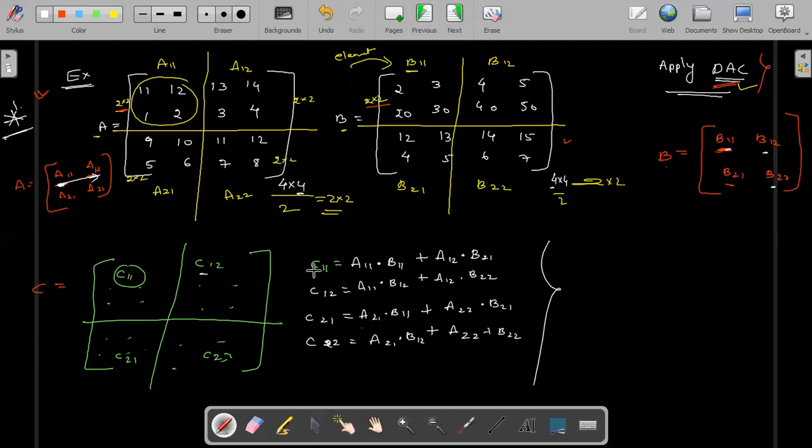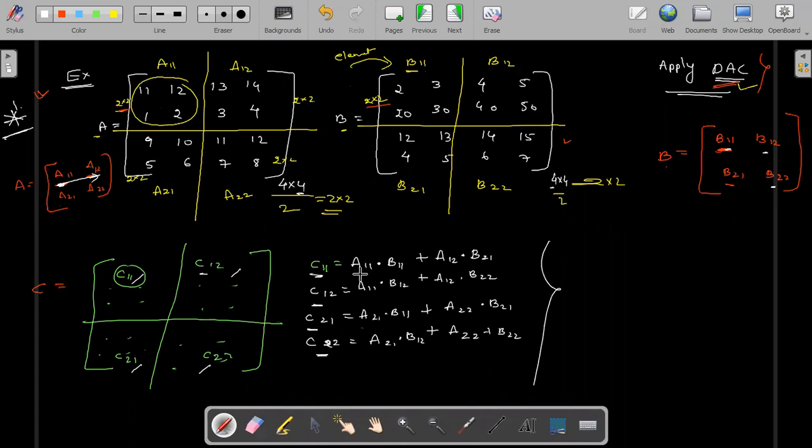Suppose I want to get the C11, just use this formula. I want to get the C12, just use this formula. I want to get C21, just follow this. I want to get C22, just follow this. That's it. So that is the reason why we are getting C11, C12, C21, C22.